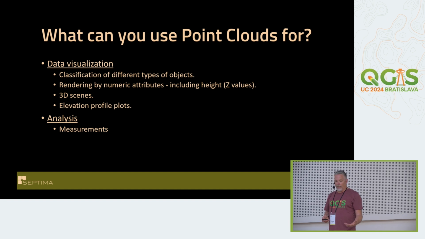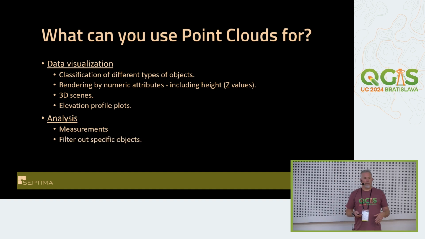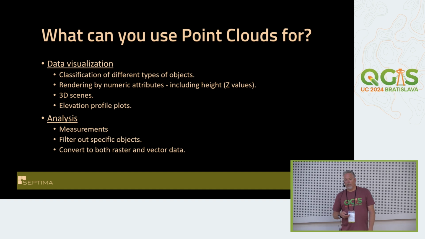And then in terms of analysis, you can make measurements both on the screen but also in the elevation profile plots. With some of the processing tools that we have in QGIS now, you can filter a point cloud to identify just certain parts of that data set. You can also convert a point cloud to both vector and raster. So there's quite a bit we can do now, and most of this is new in the last year and a half.